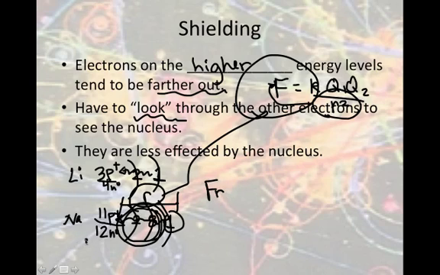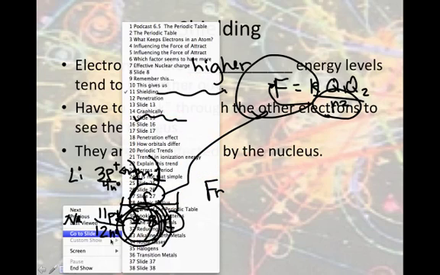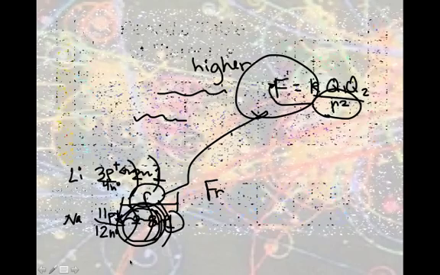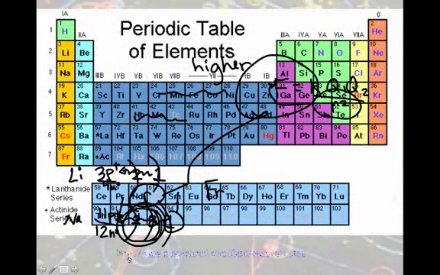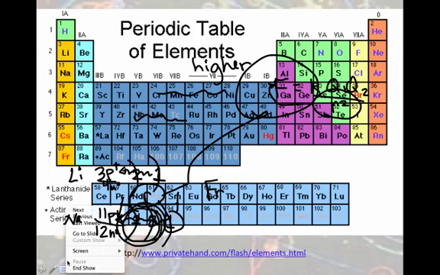I need a periodic table so I can look at francium, because I didn't memorize how many protons that one has. Okay, here's my periodic table. 87 protons. Are you kidding me? All right, back to where we were.